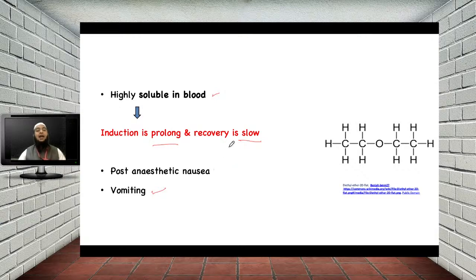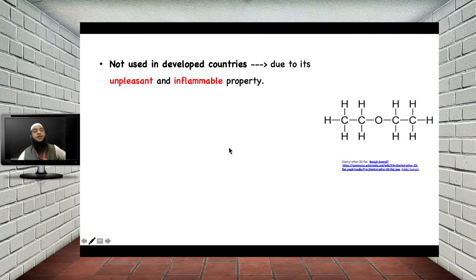So looking at the properties, some are ideal, some are not good for the patient. So if you have some other drug which can overcome the disadvantages of ether, then those drugs are the preferred drugs. Especially in developed countries, where they can afford the newer anesthetic agents, which are quite expensive, we are not using ether as a general anesthetic agent. So it is not used in developed countries due to its unpleasant and inflammable properties.